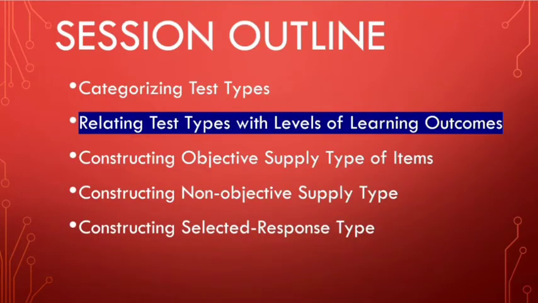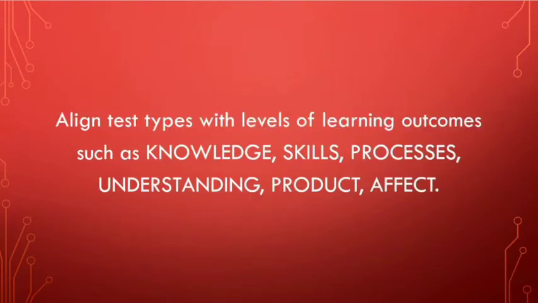Next subtopic: relating test types with levels of learning outcomes. We should remember that we need to align test types with the levels of learning outcomes, such as the knowledge, the skills, the processes, understanding, the product, and the affect. The affect refers to the attitudes and values, so this is the affective side of learning. I repeat, there is importance, there is value, it is significant to always relate the test types with the levels of learning outcomes. This is to make sure that we are assessing what is intended to be assessed.